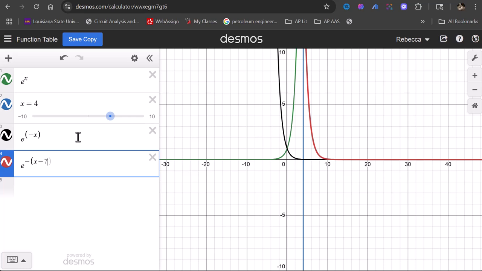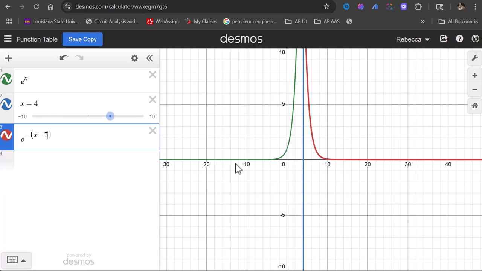So if I want to shift to the right after reflecting, then I need to make sure that I put that inside the parentheses that has the negative on the outside. If I wanted to shift to the left, then again I would have a plus sign but inside the parentheses. So now you can see that I have my original graph of e to the x, and now I've reflected it about the line x equals 4.